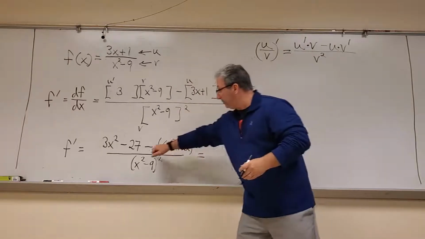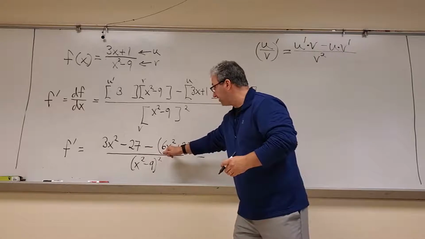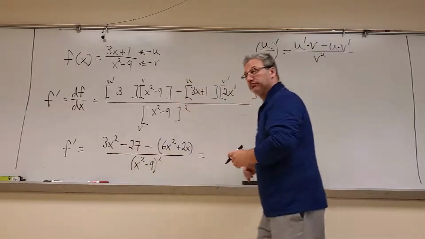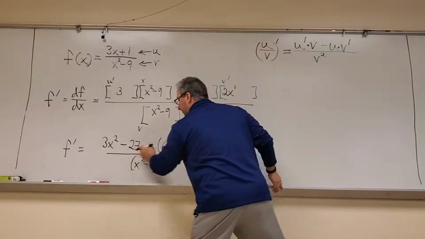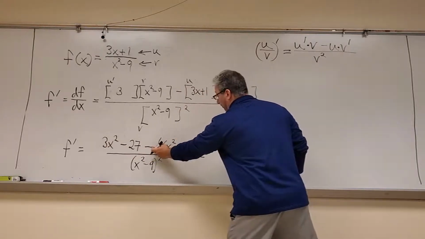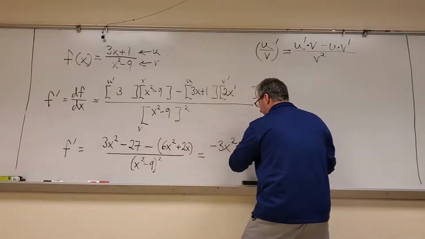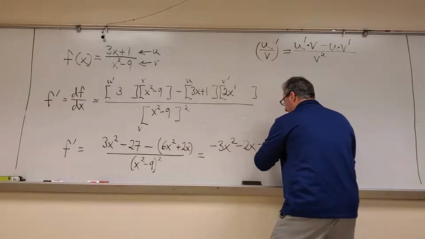Now, distribute the negative and collect like terms. So if you notice, you have a negative 6x squared, 3x squared. That's a negative 3x squared. Because, right, 3 minus 6. You have an x term, be careful, minus 2x. And then minus 27. And that's all over.